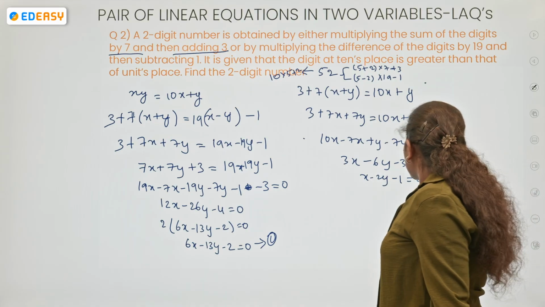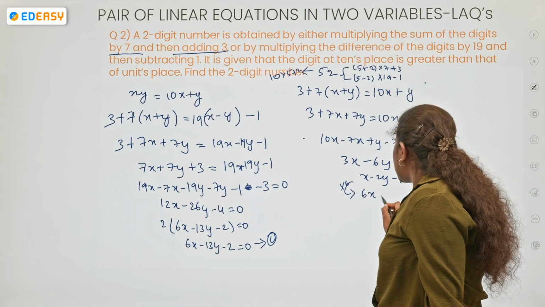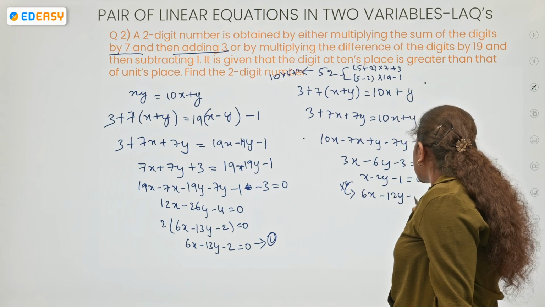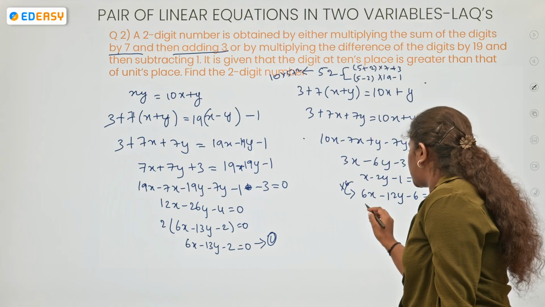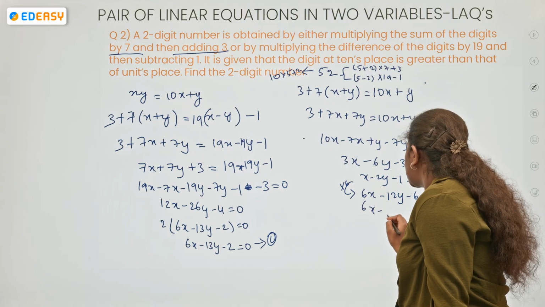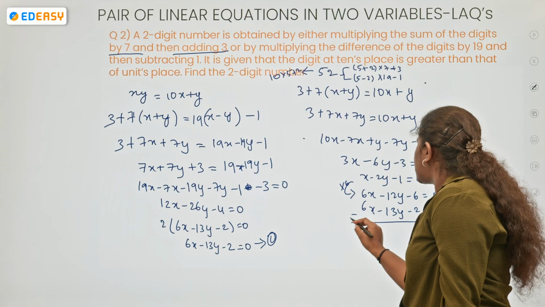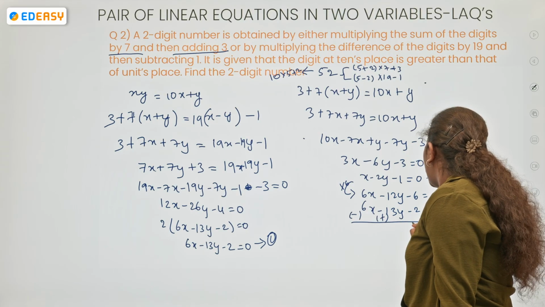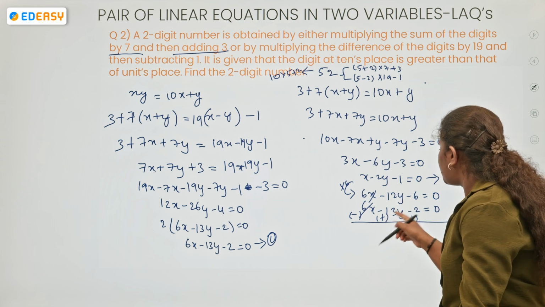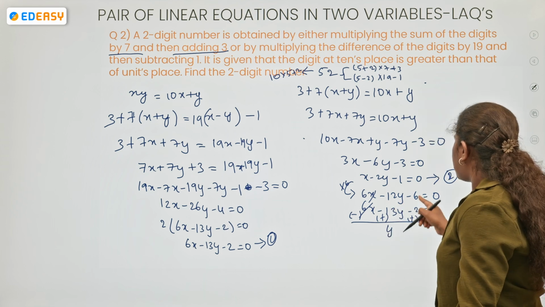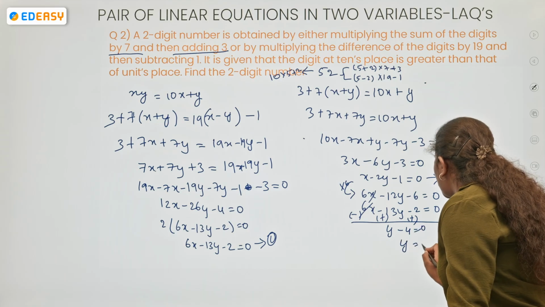Now, simplify equations 1 and 2. Can I multiply my equation 2 with 6? Then it becomes 6x minus 12y minus 6 equals 0. And take equation 1, that is 6x minus 13y minus 2 equals 0. If you simplify this, minus, plus and plus: 6x cancels, minus 12y plus 13y is y, and minus 6 plus 2 is minus 4 equals 0. So the y value we got is 4.